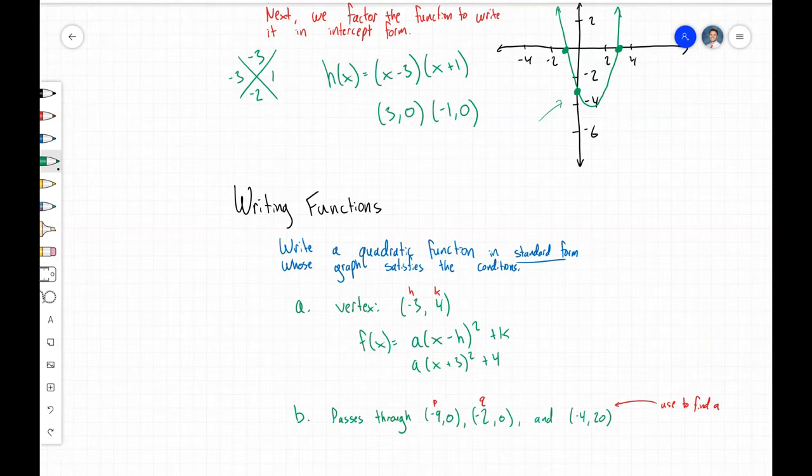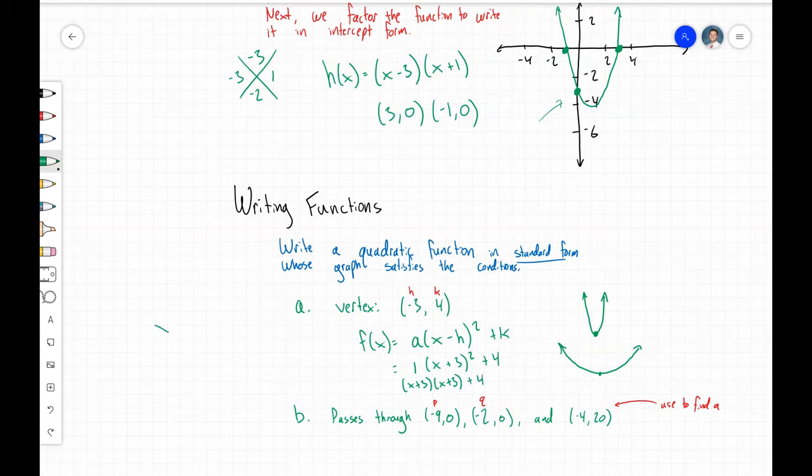Now, remember that a just causes a vertical stretch or shrink. It's not going to change where the vertex is of our graph, right? We might have something that looks more like this or something that looks more like this, but they're sharing that vertex. So for ease of calculation here, we're just going to choose a equals 1 because we want to write this in standard form. So that's going to make it easier for us to do. So now we just need to write this in standard form. So we have x plus 3 squared, which would be x plus 3 times x plus 3. And then we're adding 4.